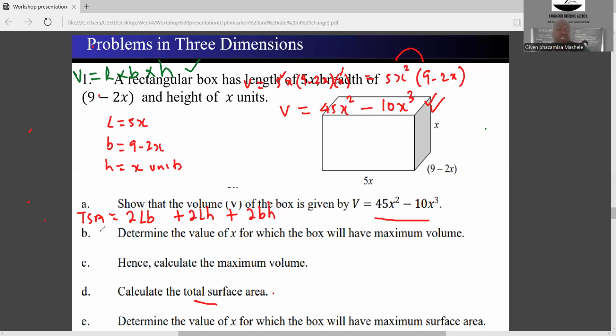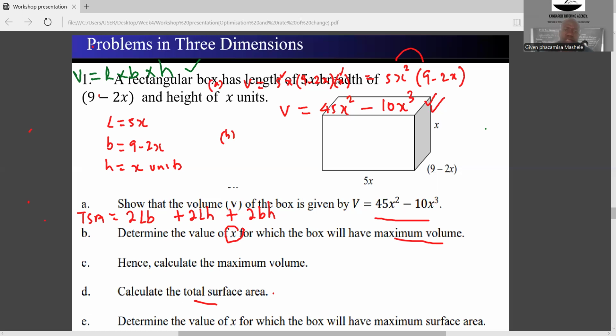Then the second question says determine the value of x. You see, we want the value of x, just the x, for which the box will have a maximum volume. We do not want the maximum volume. We want to know the value of x that will maximize the volume. So you must read the question and understand it. So I want to say, okay, fine. This is the second question.